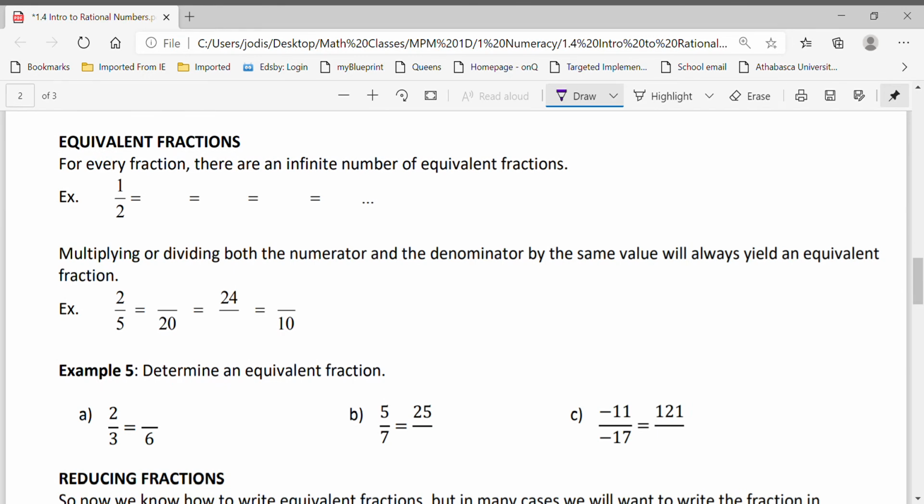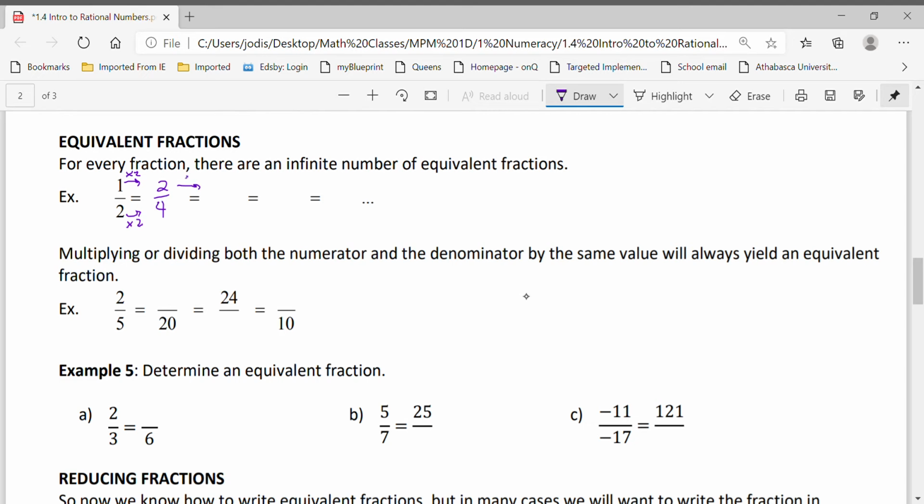So the other thing we're going to talk about is equivalent fractions. For every fraction, there's an infinite number of equivalent fractions. You can just pick any number to multiply by or divide by, and you'll get an equivalent fraction. So if we did something like a half, and multiplied top and bottom by 2, we would get 2/4, as long as you do the same thing to the top as you do to the bottom.